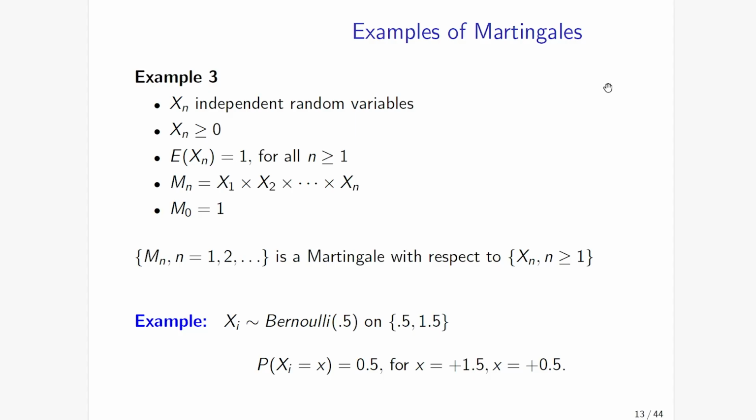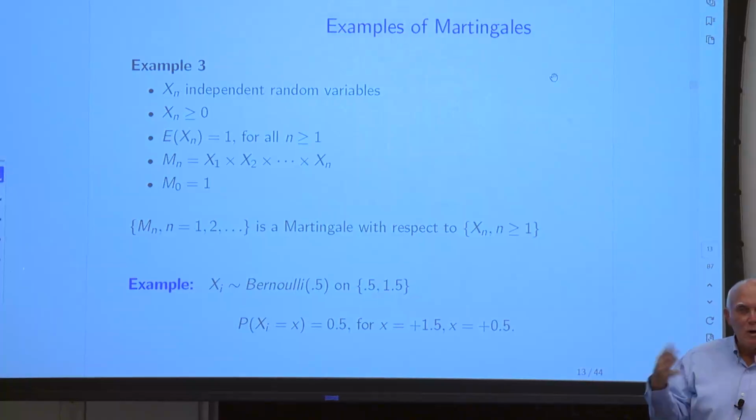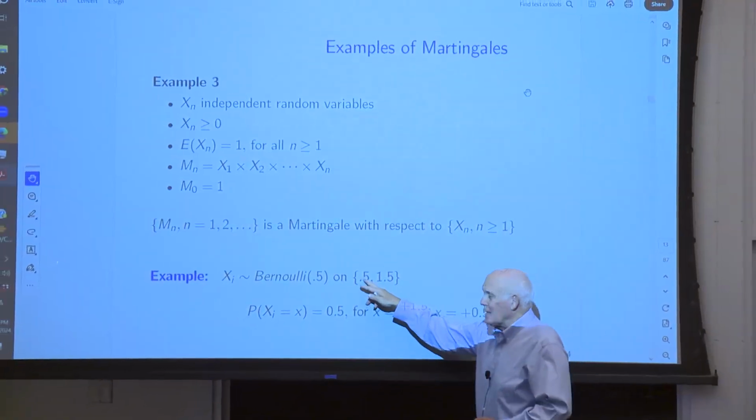A different martingale can be defined not in terms of random walks with steps that add, but with random shifts with factors X_1 to X_n. If we have M_n being the product of X_1 to X_n, where the X's are independent random variables with mean value 1, then this process M sub n will be a martingale with respect to the original series. Here's an example of our Bernoulli factors, which are with 50% probability 1.5 and with 50% probability 0.5.